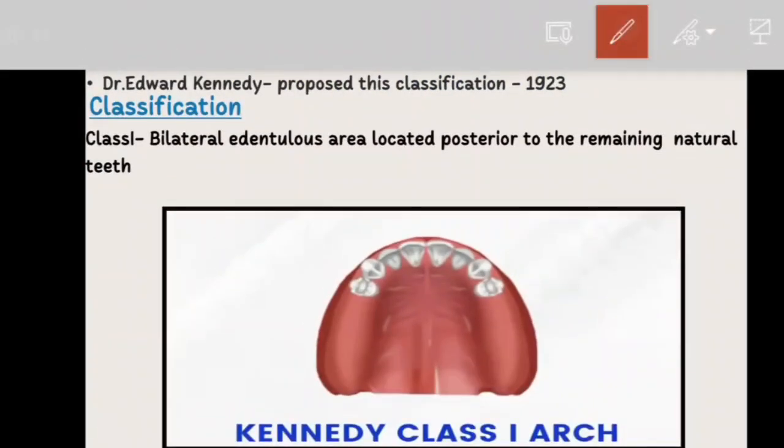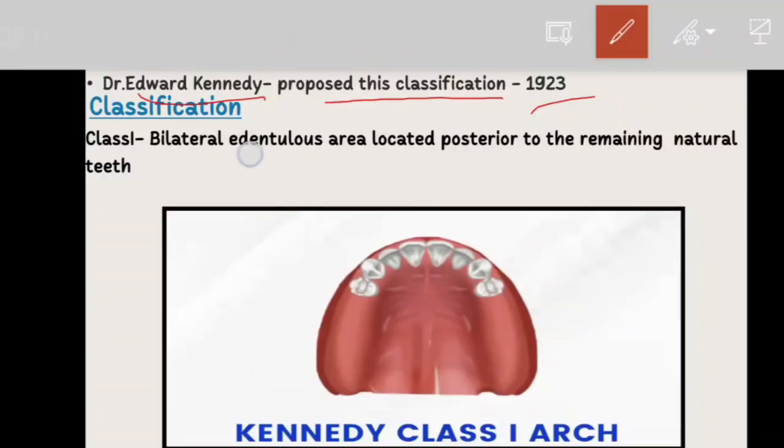So what is Kennedy classification? Kennedy classification is used to classify partially edentulous arches. It was given by Dr. Edward Kennedy, who proposed these classifications in 1923. It helps us plan the removable partial denture, communicate easily with the lab and dentist, and understand denture design. So what are the classifications?